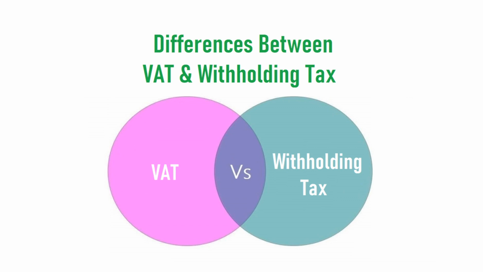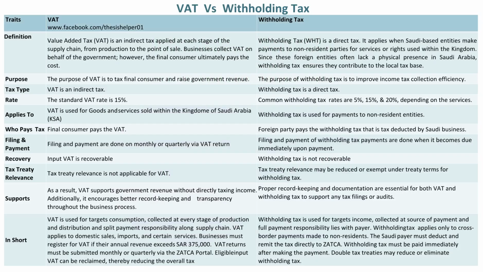Differences between VAT and withholding tax. VAT versus withholding tax. Value-added tax, VAT, is an indirect tax applied at each stage of the supply chain, from production to the point of sale. Businesses collect VAT on behalf of the government, however, the final consumer ultimately pays the cost.